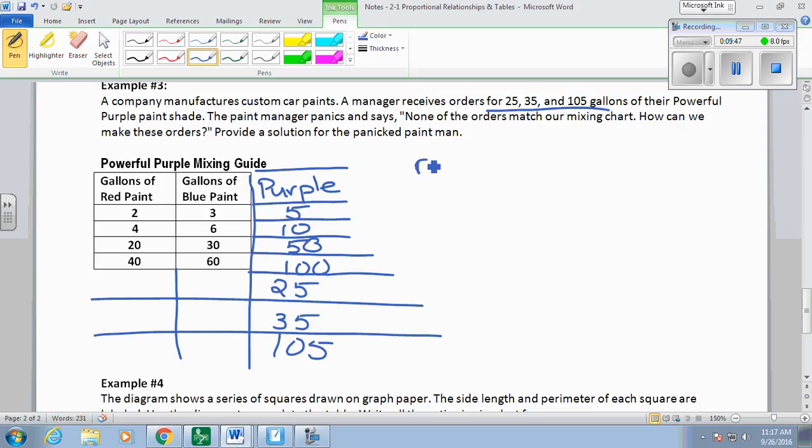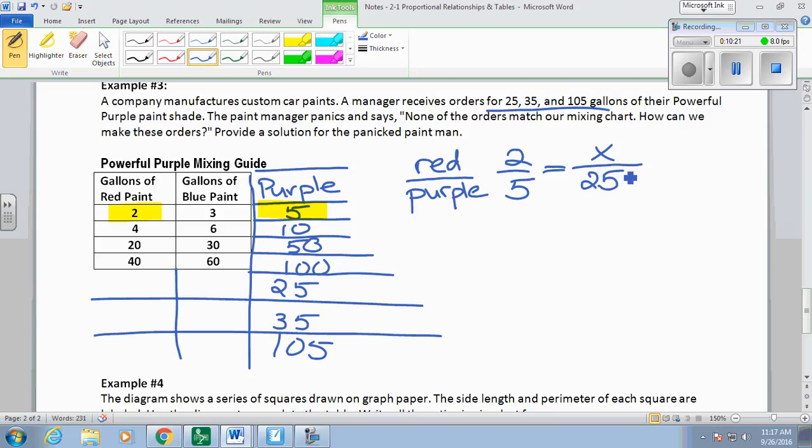So if I decide to do red to purple, and I just chose red because that was the first one in the chart, I know, looking right here, that if I have 2 gallons of red paint, however many gallons of blue I put in, that's going to give me a total of 5 purple. So if I use 2 to 5, set that equal, I need to figure out how much red paint I need when I'm making 25 gallons of purple.